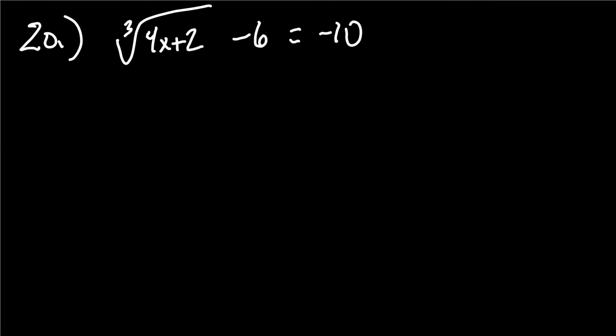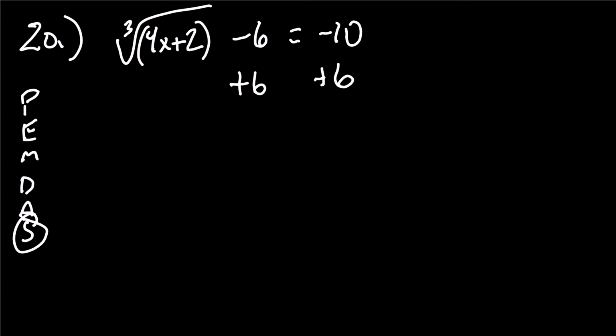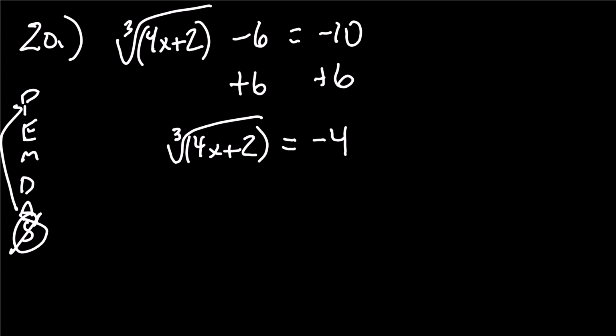Alright, so number 20, I'm once again going to do PEMDAS backwards. And I see subtraction. Notice, remember, 4x plus 2 is inside the radical, so it's like parentheses. Or just imagine that it's in jail and you have to get rid of the minus 6 because that's out of jail. So before you do anything, you have to add 6 to both sides. You get the cube root of 4x plus 2 equals negative 4. Remember, those are in jail, or in parentheses. So there's no addition because it's inside the parentheses. There's no division. There's multiplication, but it's inside the parentheses. So you have to get rid of the radical first.